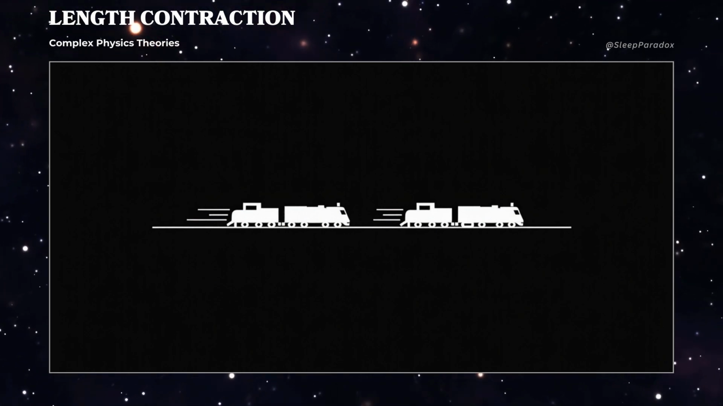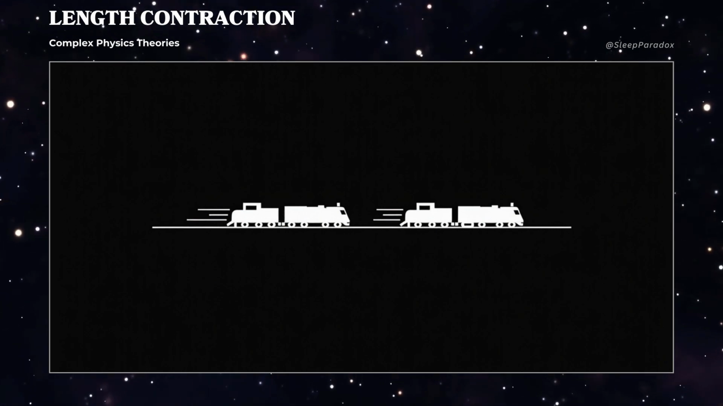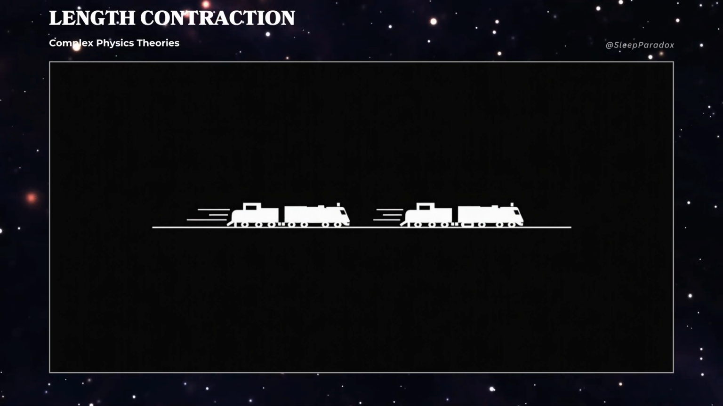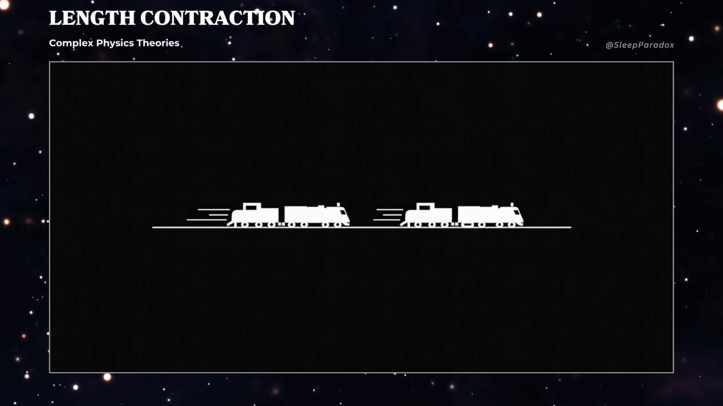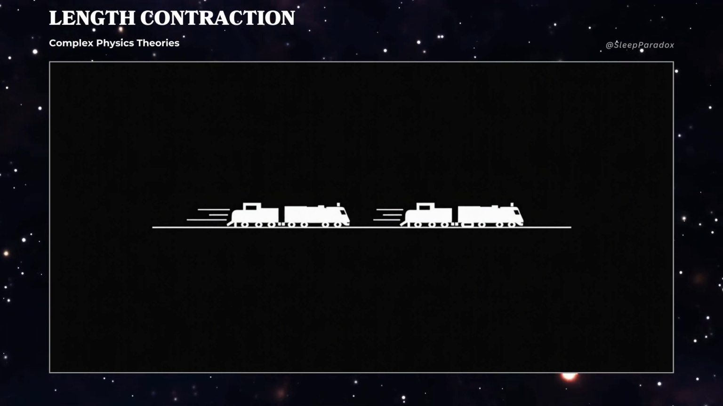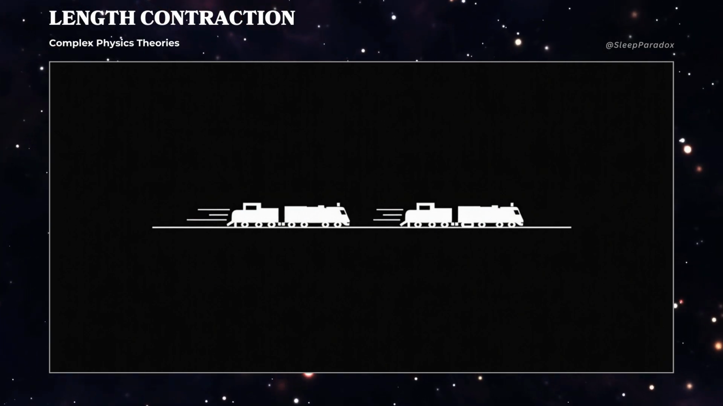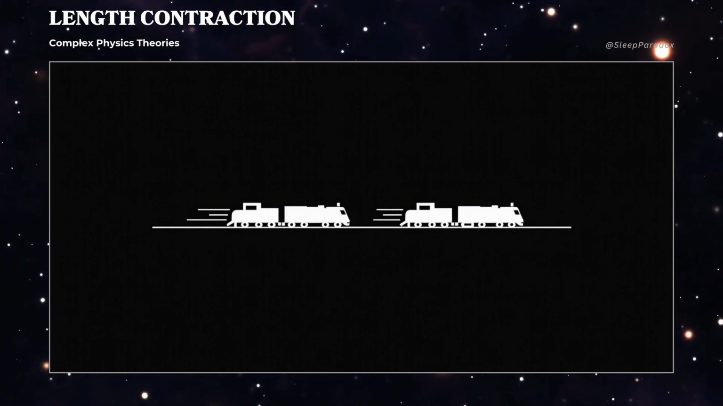This idea might seem strange, but it's not optional. It's a necessary part of keeping the speed of light constant for all observers. If lengths didn't contract, and if time didn't slow down, the laws of physics wouldn't work the same in different frames. Relativity requires these changes to preserve consistency.